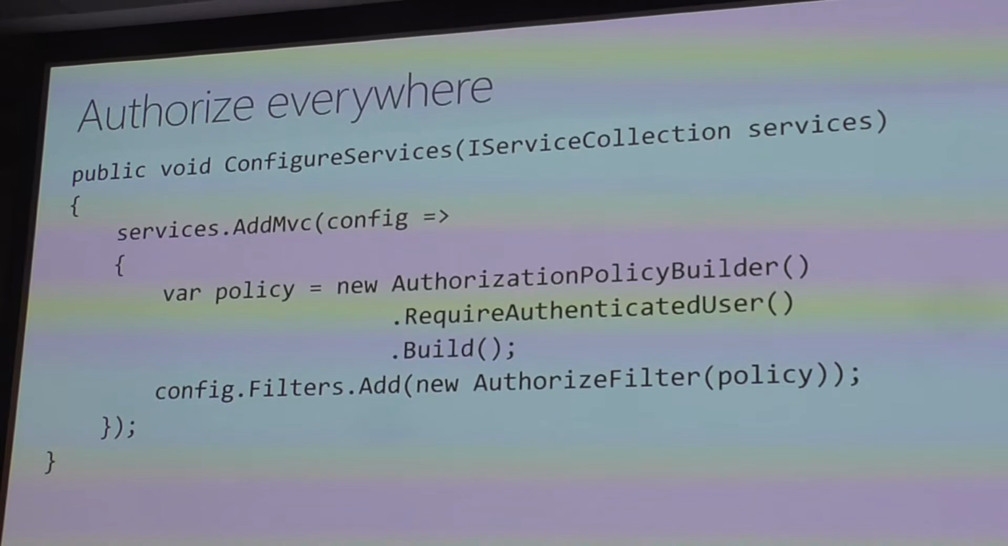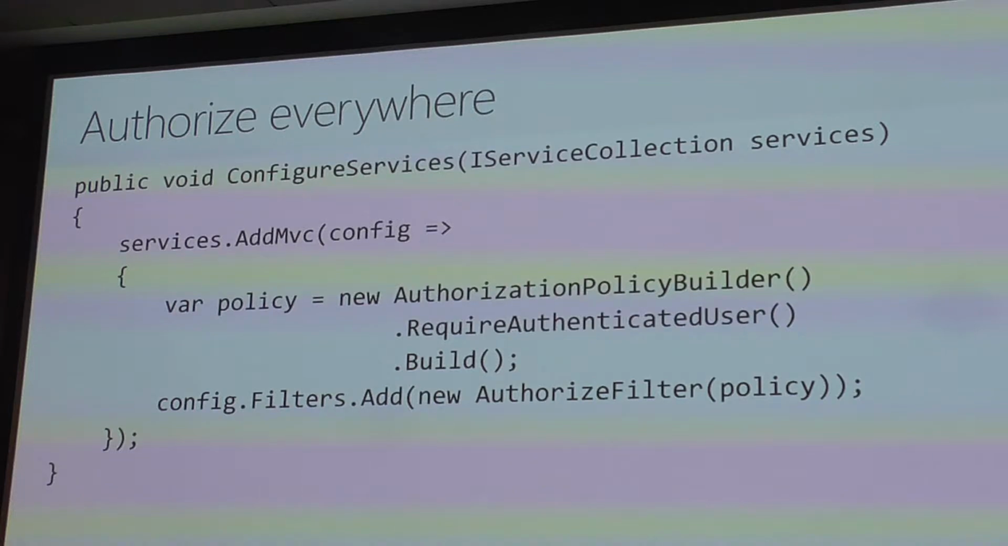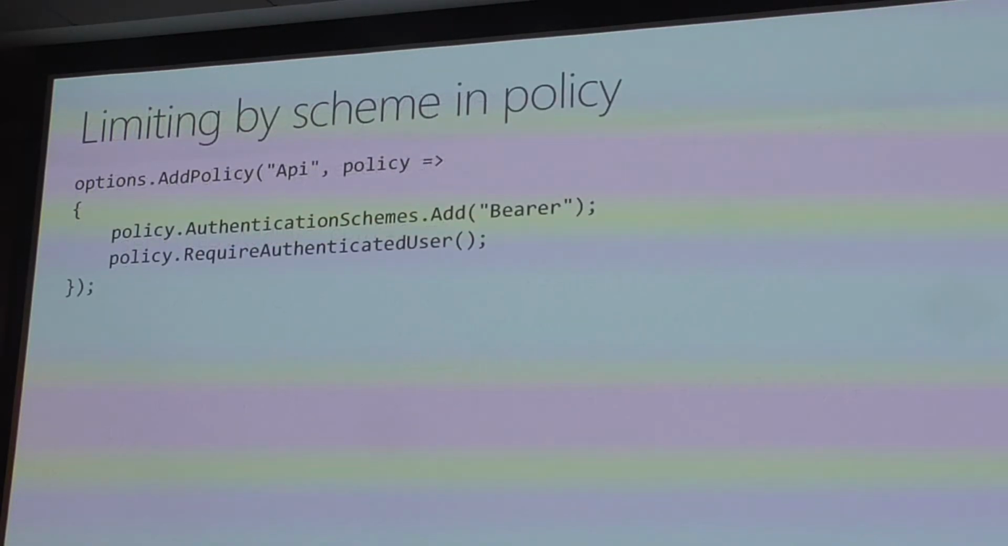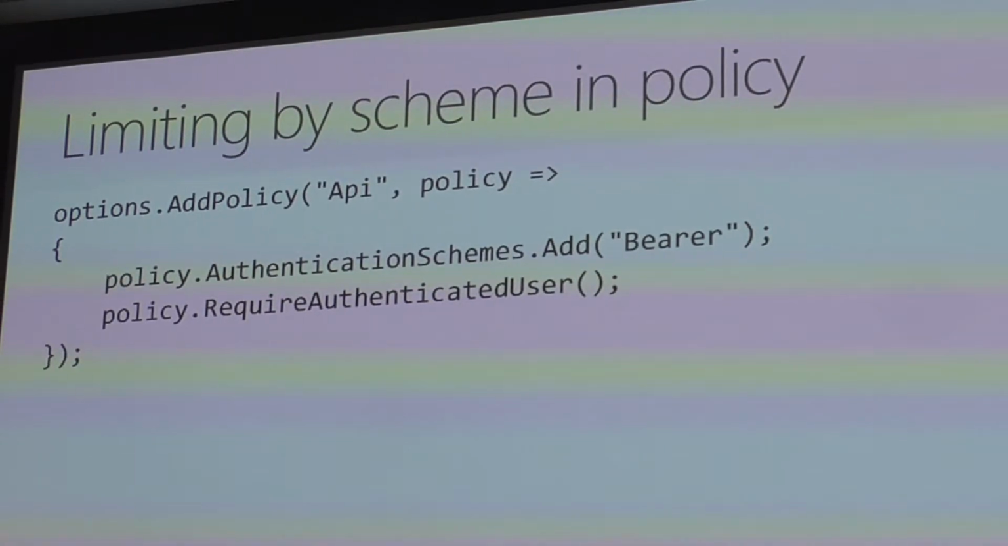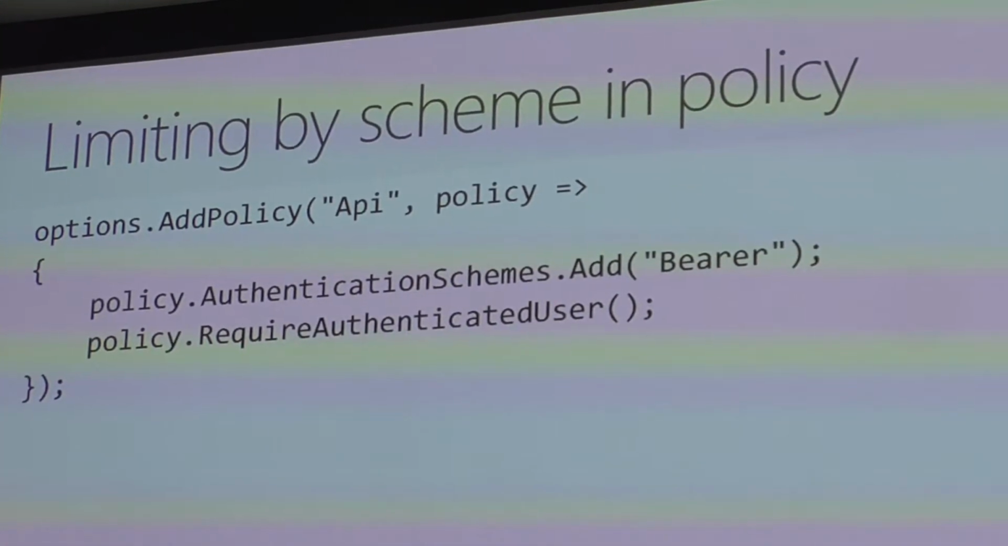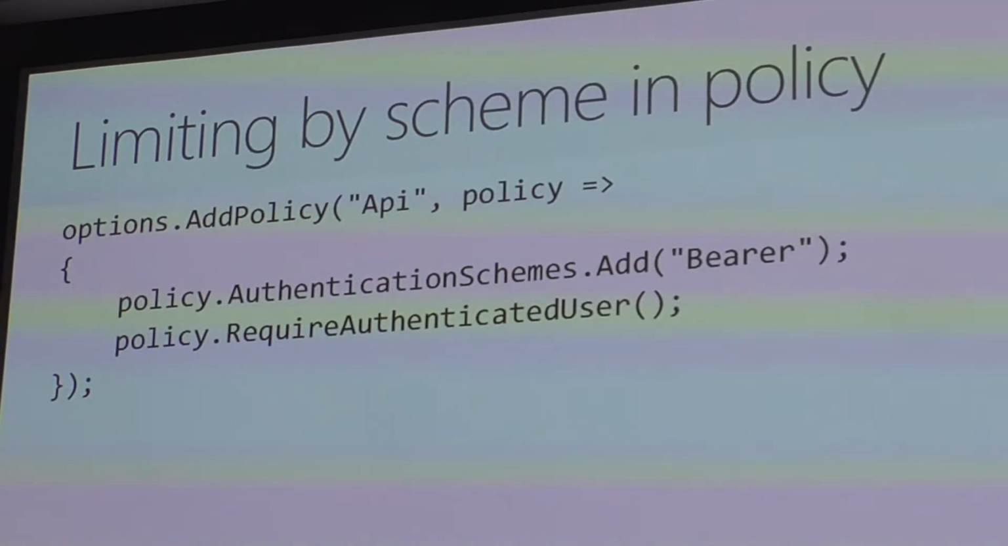So there are ways to authorize everywhere. Again, because everything is a policy, I just call policy builder, call require authenticated user, build a policy, and add it as a filter, because these things end up as filters underneath the hood. I can also do this whole limit-by-scheme thing inside the policy, so I don't have to express it on the authorize attribute. And I'm back to this: please don't branch on path. I can require a particular scheme within my policy. So this would be something that I apply to an API. I'm going to say I have to require an authenticated user, and it needs to have come from my bearer authentication service.